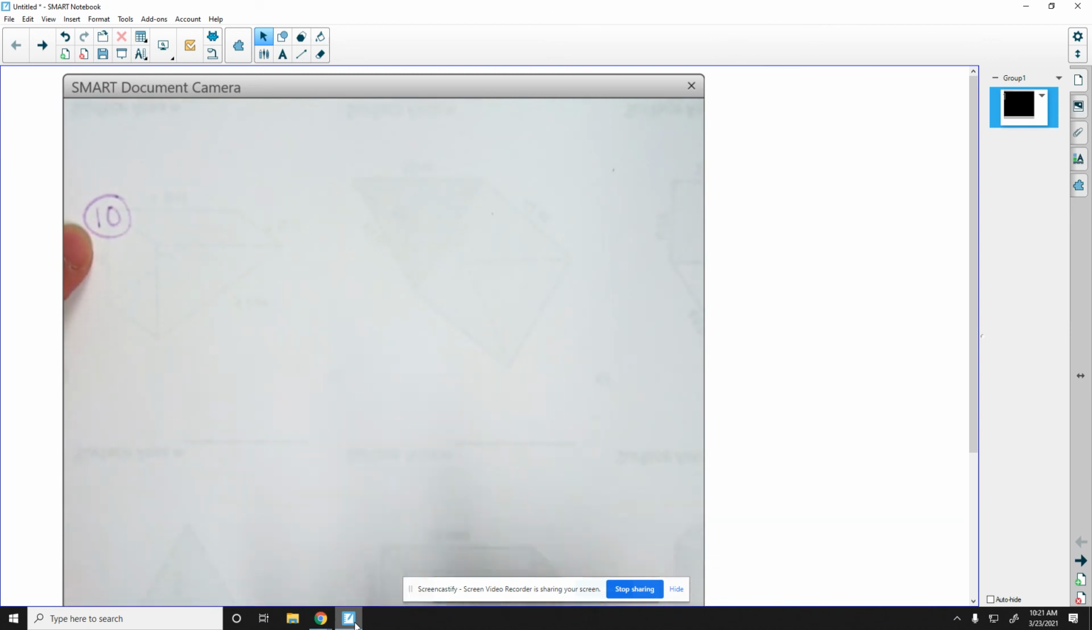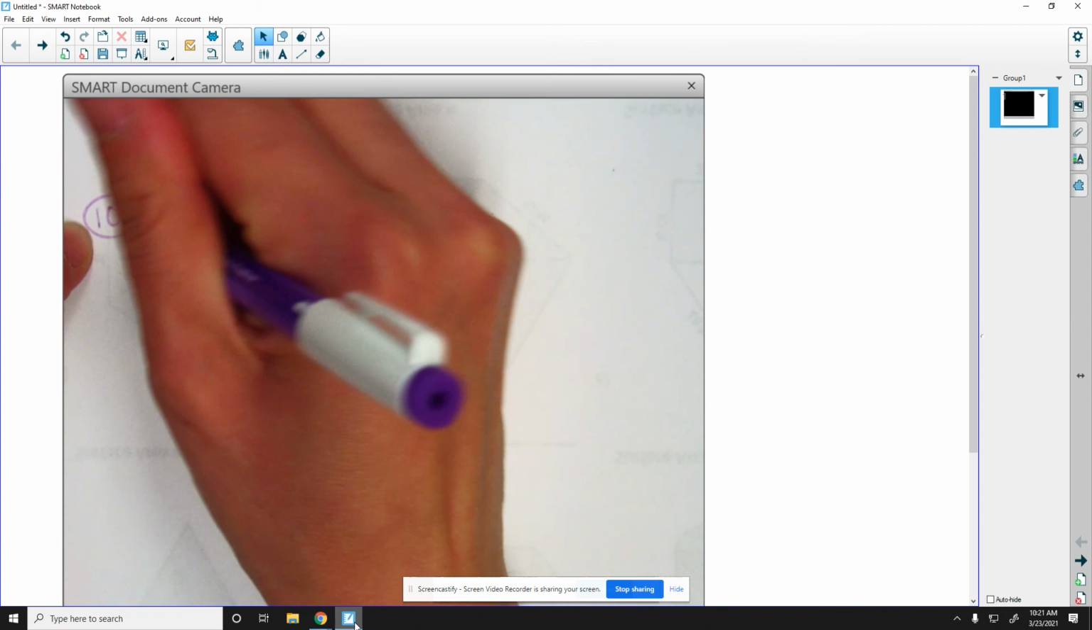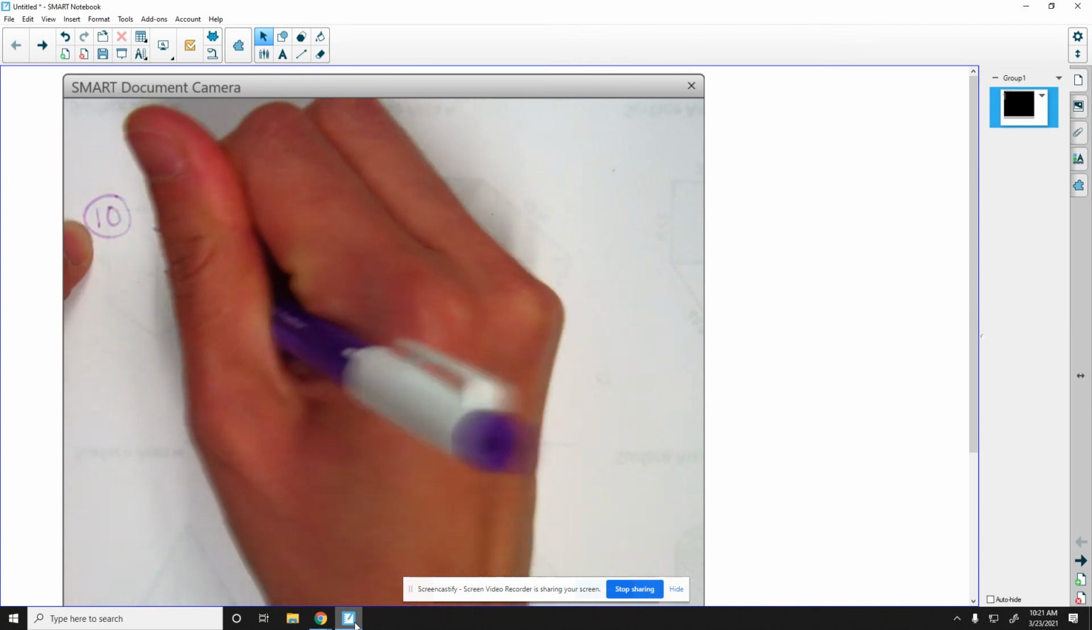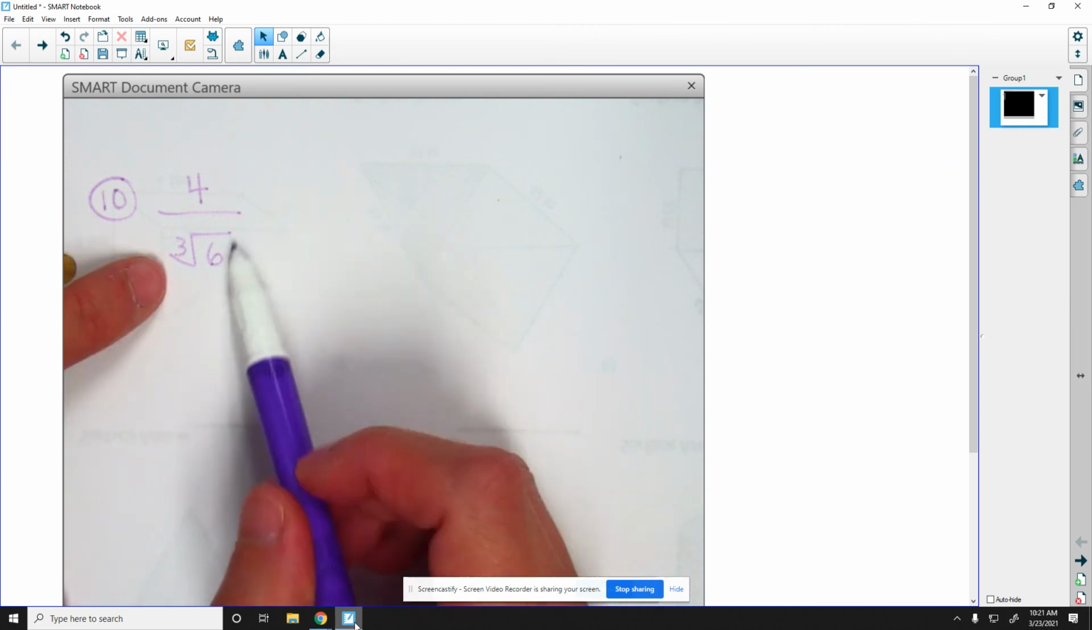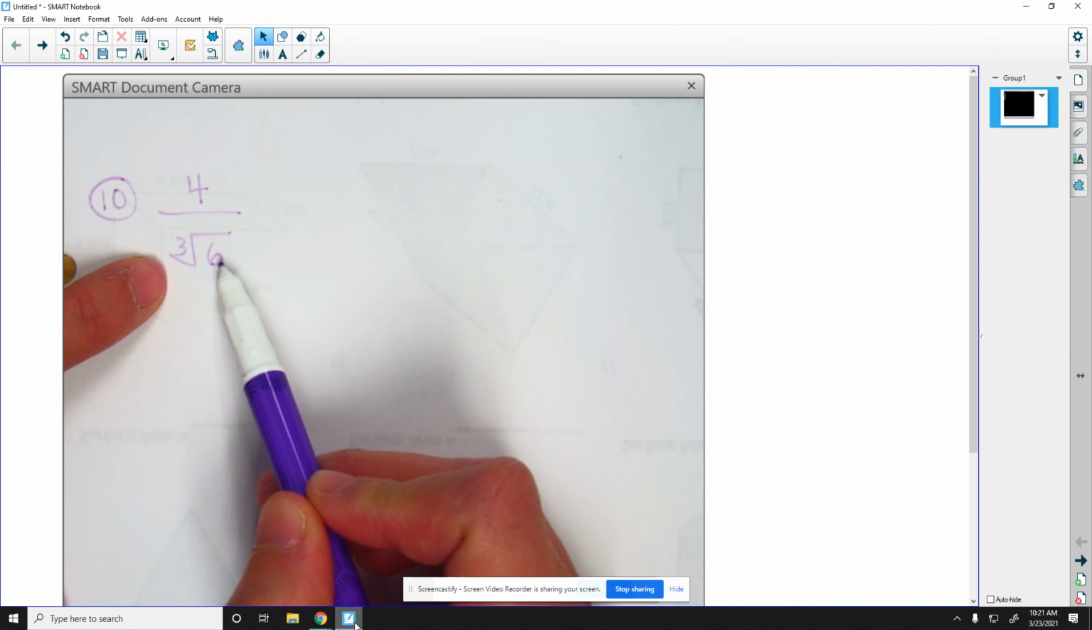All right, so this time, let's say I have 4 over the cube root of 6. So first of all, 2 things should pop into your head. Oh no, there's a root at the bottom. I can't have this as my answer with a root at the bottom.